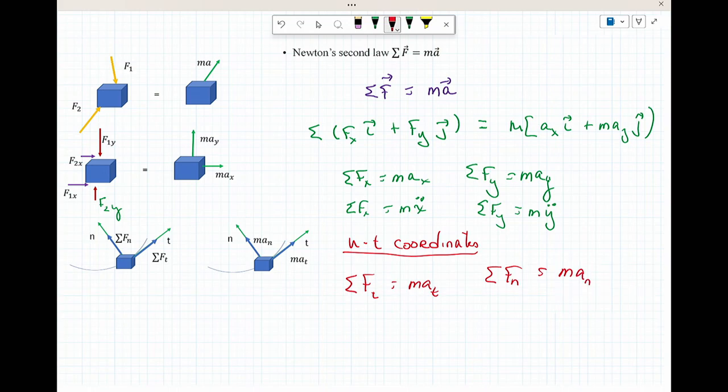Now, in dealing with nt coordinates, you're just going to write sum of forces in the tangential direction equals mass times acceleration tangential, and sum of forces in the normal direction are going to be mass times acceleration normal. And here, for example, is a free body diagram showing a bunch of normal forces being summed, a bunch of tangential forces being summed. And over here, mass times acceleration in the 2 directions. And I got them right.